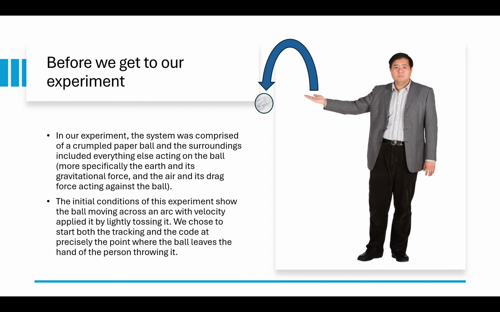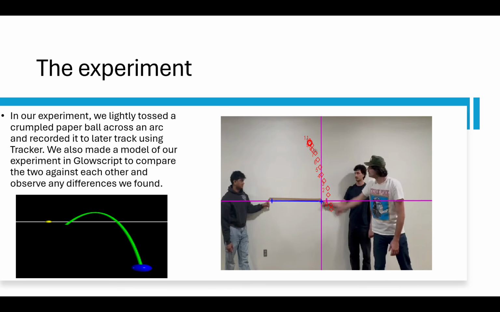The initial conditions of the experiment show the ball moving across an arc with velocity applied to it by lightly tossing it. We chose to start both the tracking and the code at precisely the point where the ball leaves the hand of the person throwing it.